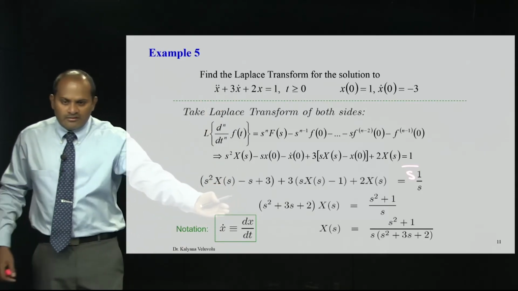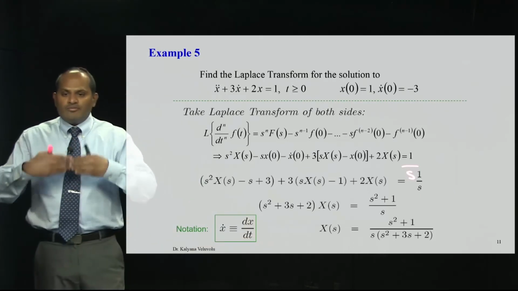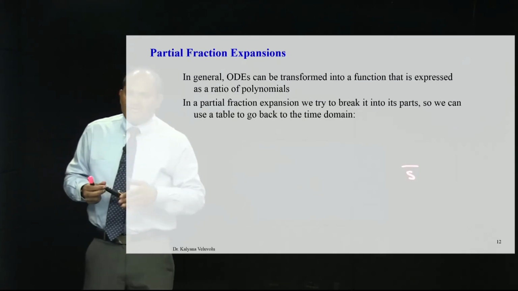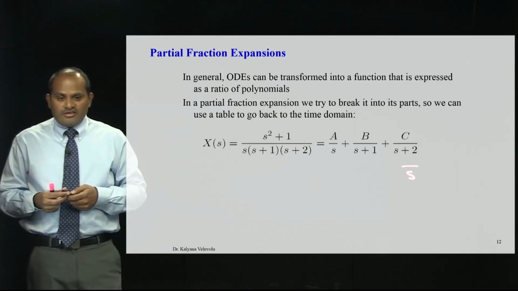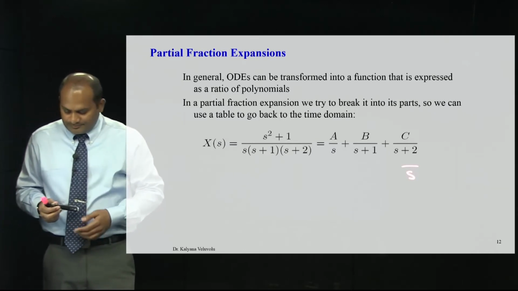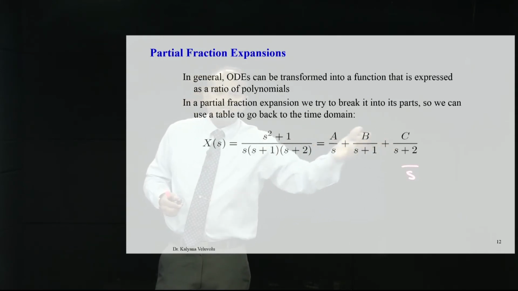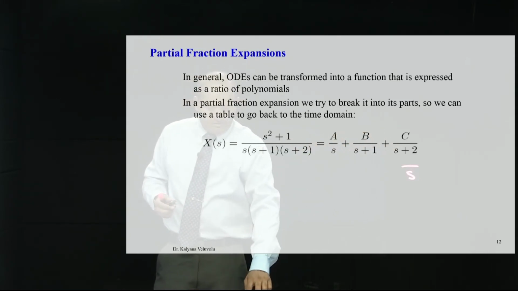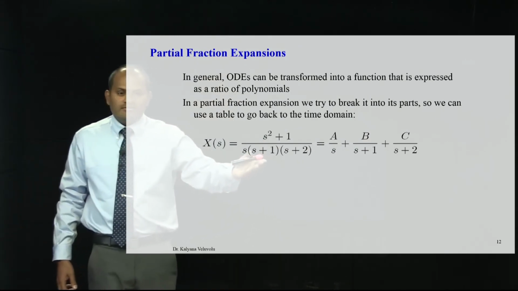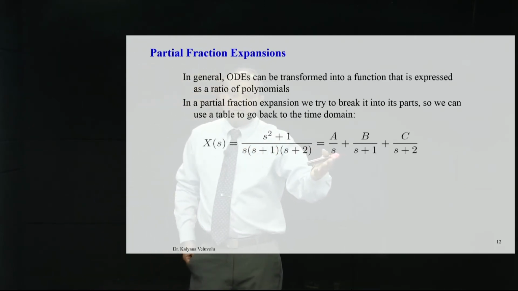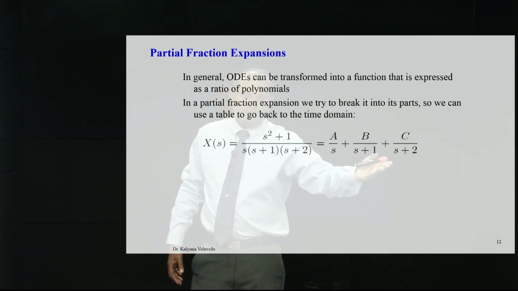Now, I have the solution in the frequency domain, and we need to transform it into the time domain. To do that, first we need to break the system into partial fractions, and these partial fractions are quite easy. We express the system in 3 parts, breaking it into individual partial fractions. If you remember your partial fractions from engineering mathematics, we can write this as a by s plus b by s plus 1 plus c by s plus 2.